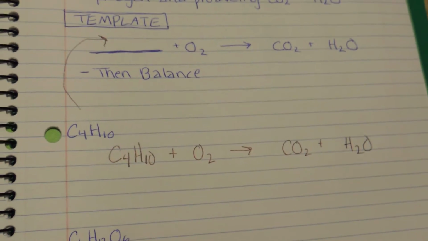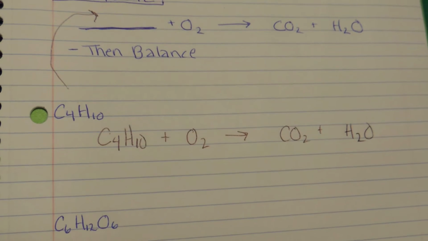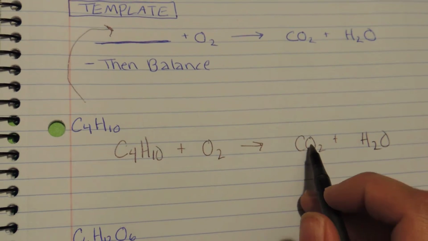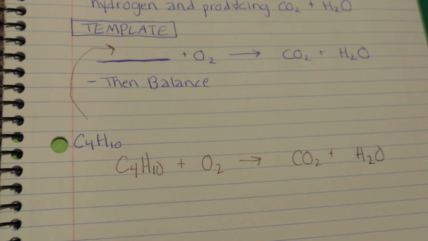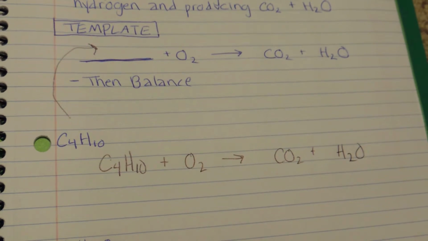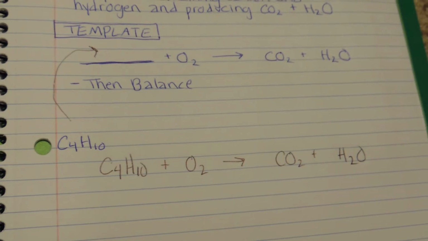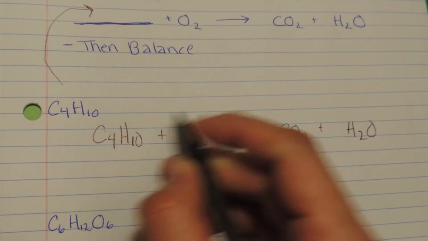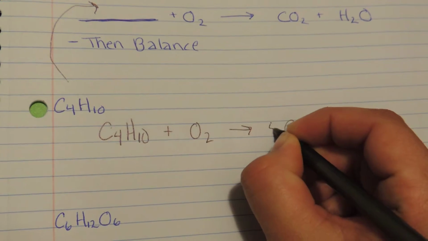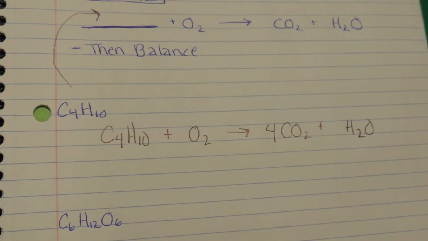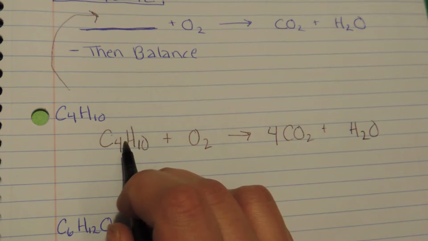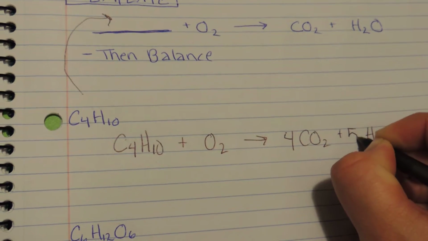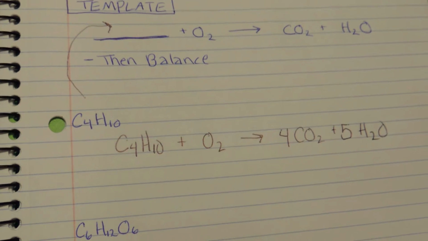So now I need to balance based on my compound. So again, I would save O to last because O appears 1, 2, 3 times, making it the hardest. So in these reactions, I would always balance C first, then H, and then O. Okay, so I'm going to start with C. So 4 C's, 1 C, so I'm going to put 4. Okay, now I'm going to do H's. I have 10 H's here. Over here I only have 2, so I need to put a 5, because 5 times 2 is 10.